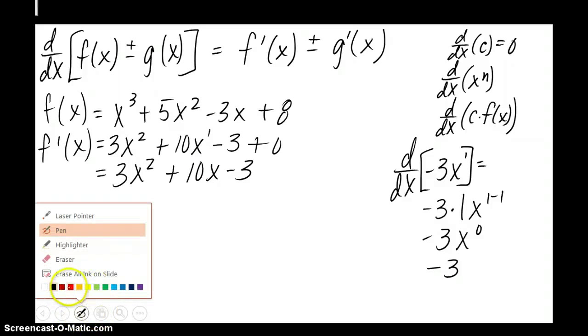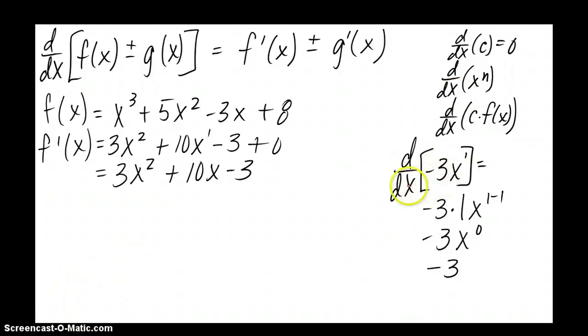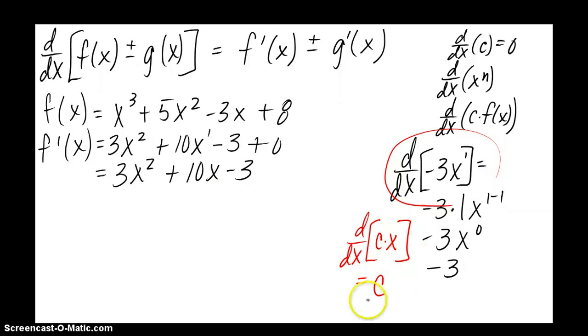So using this rule, the derivative of a constant times x, x to the first power, is just the coefficient, because anytime we subtract 1 from 1, we get the 0 power. And again, we know that that's equal to 1.